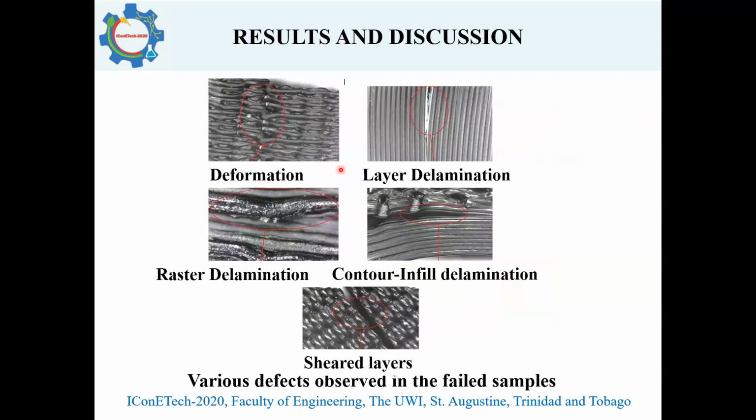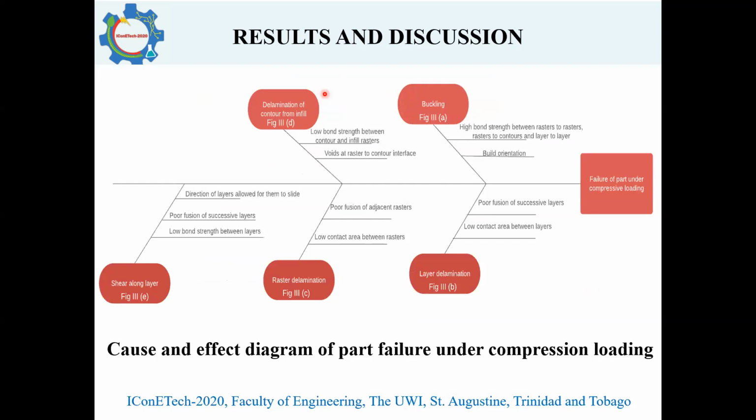Okay, so these are the 5 classifications that we were able to observe: plane deformation, layer delamination, contour infill delamination, raster delamination, and the layers sheared clean apart with no observable deformation. Here we have these 5 classifications and their causes. Now, from this diagram, each one of these has at least one cause that is related to the fusion between rasters within that interface region.